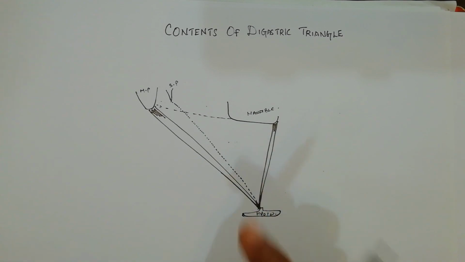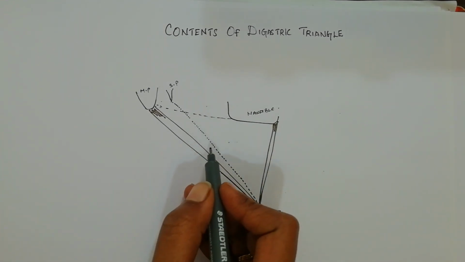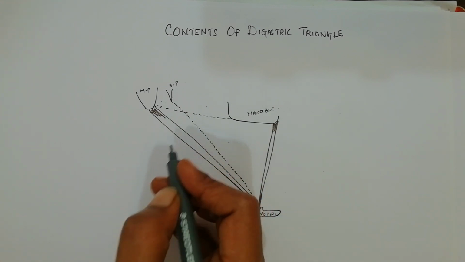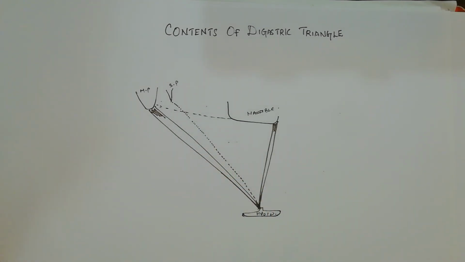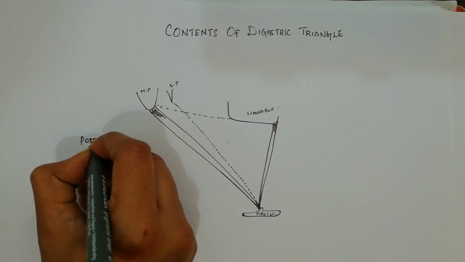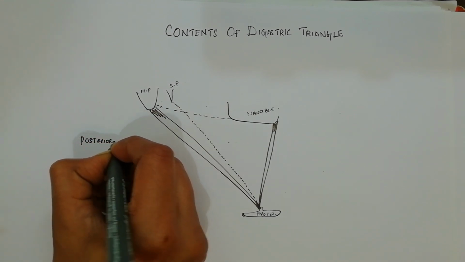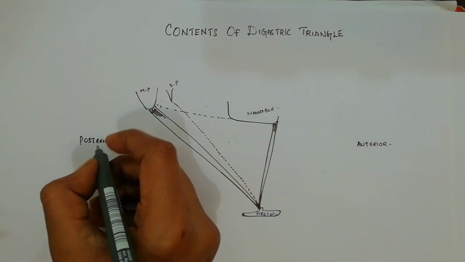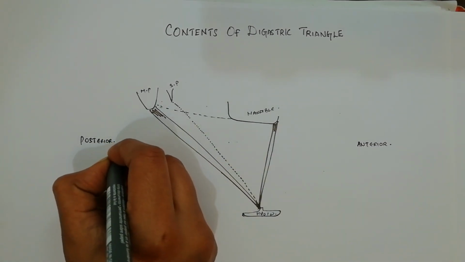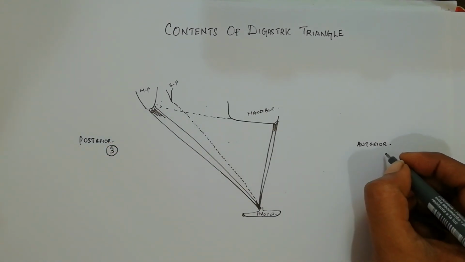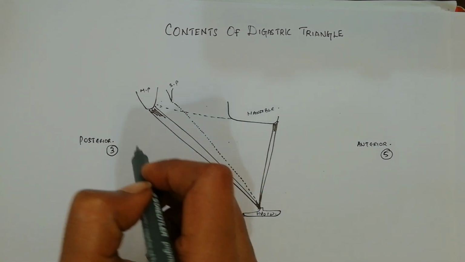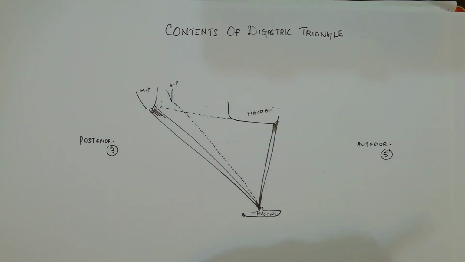So talking about the contents of digastric triangle, first we will move on to the posterior aspect. In this posterior aspect we have got only three contents present. So we have posterior contents and anterior contents. Posterior contents are 3 in number. In anterior we are going to see 5 structures. Altogether we have got 8 structures or 8 contents present in the digastric triangle. And moving on to the posterior aspect.